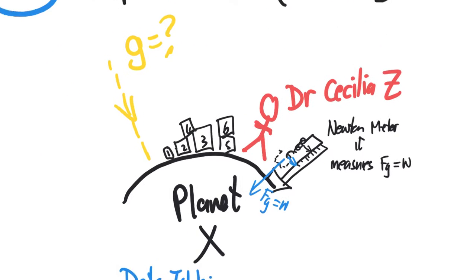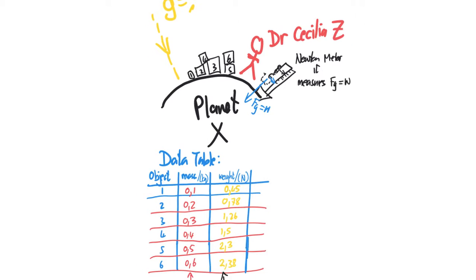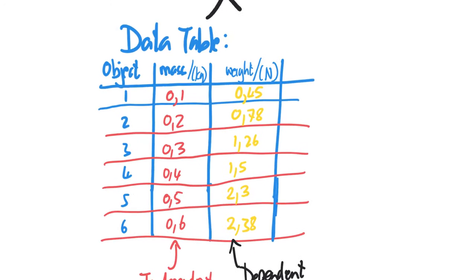Right now, she's on a planet where the value of the gravitational constant is unknown. These objects will experience forces of gravity due to the planet pulling them down, and when each of these is attached to the end of the spring, they will extend the spring in a unique way because they all have different masses and different weights, and then she will measure the weight. All right, so in doing this, this is a simulated experiment, she collected the following data.